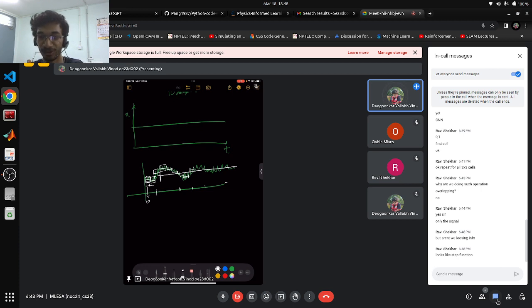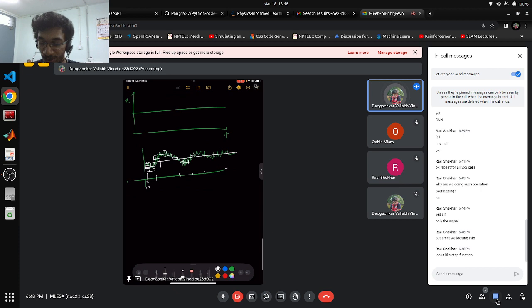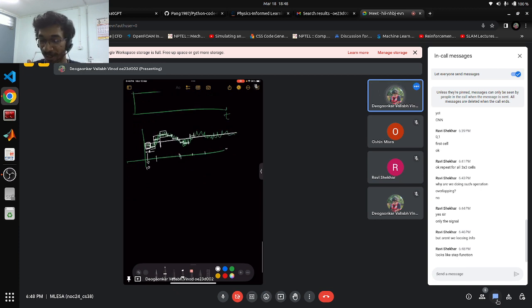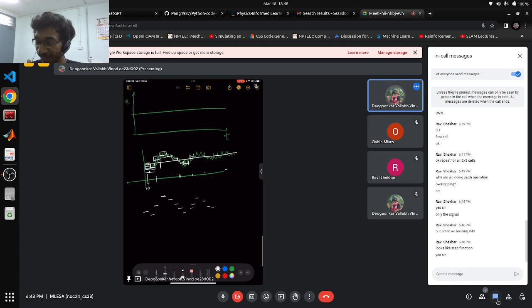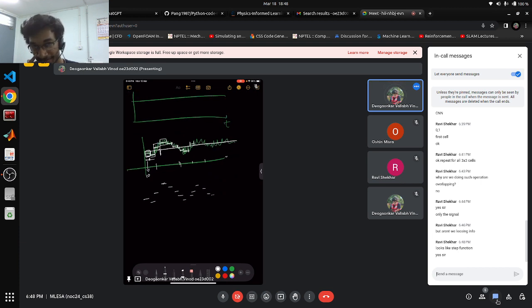Yeah, looks like a step function. Yeah, so now my goal was actually to make it smooth, but I have not actually made it smooth. I have made it into some sort of a step like that. So how do we resolve this problem? Our goal was actually to make it smoother, right?